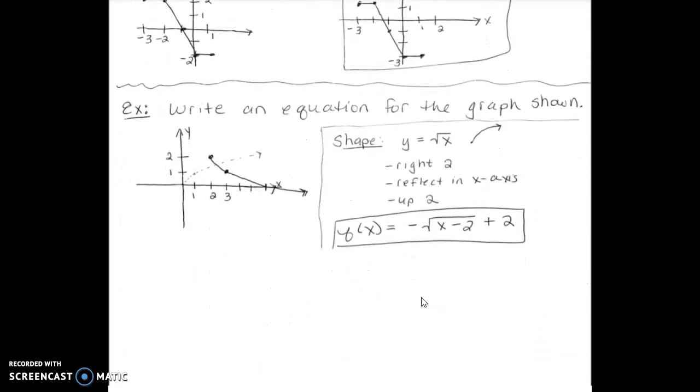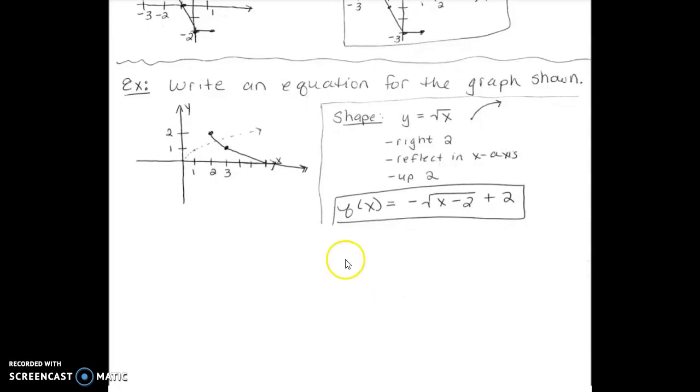And then our last example is working backwards. This one says write an equation for the graph shown. The graph shown is the one in black right here. So we're starting here at 2, 2, and then we're curving in one direction downward with this shape. So we can identify the shape of the graph as being the same general shape as the square root function.